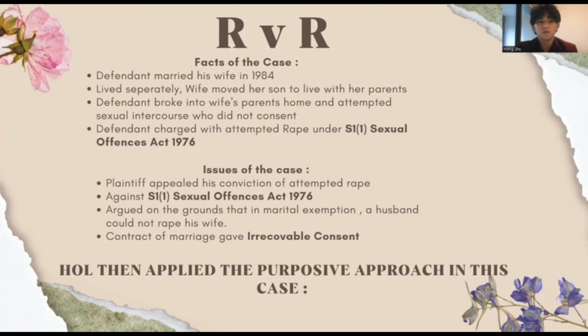The issue of the case is that the husband, the appellant in question, appealed his conviction of attempted rape for the same act. He argued on the grounds of marital exemption, that a husband cannot rape his wife due to the issue of irrevocable consent. How can the purposive approach be applied in this case? Prior to this case, the common law held that a husband could not be found guilty of raping his wife based on the legal concept of marital immunity, which considered a wife to have given irrevocable consent to sexual intercourse within marriage.